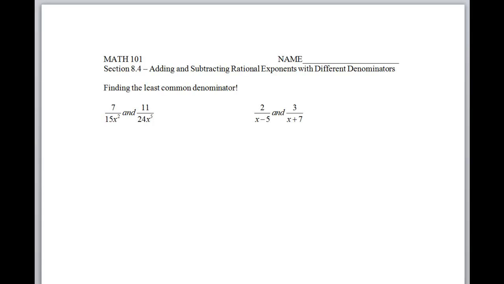Hello, this is Mr. Anderson from Kellogg Community College for Math 101, Section 8, Part 4, Adding and Subtracting Rational Exponents with Different Denominators. Now, it would help us a little bit if we first took a look at adding and subtracting fractions with common denominators, and then do a quick review of what we would do with a simple fraction with non-common denominators. With common denominators, your adding of fractions with like denominators is pretty straightforward.